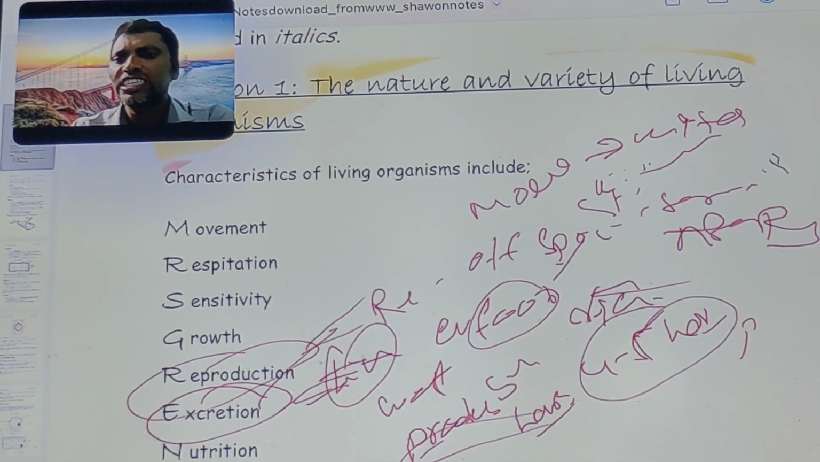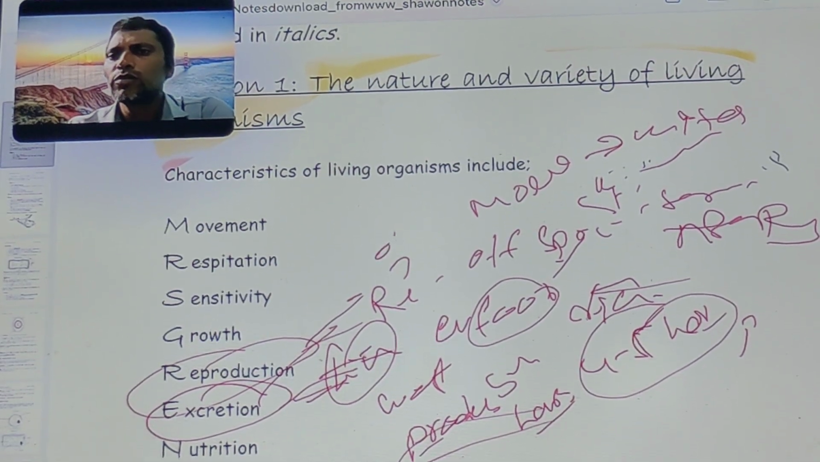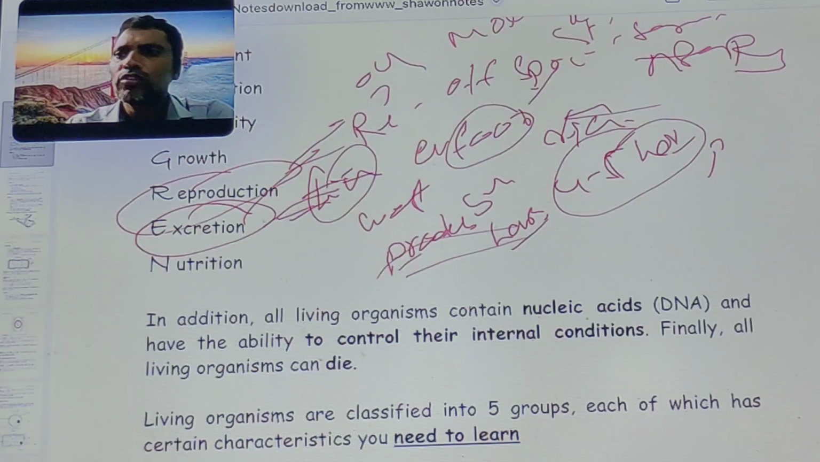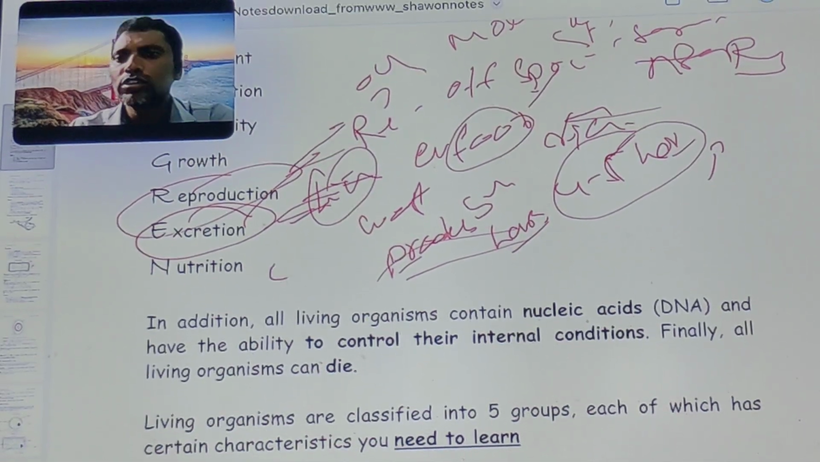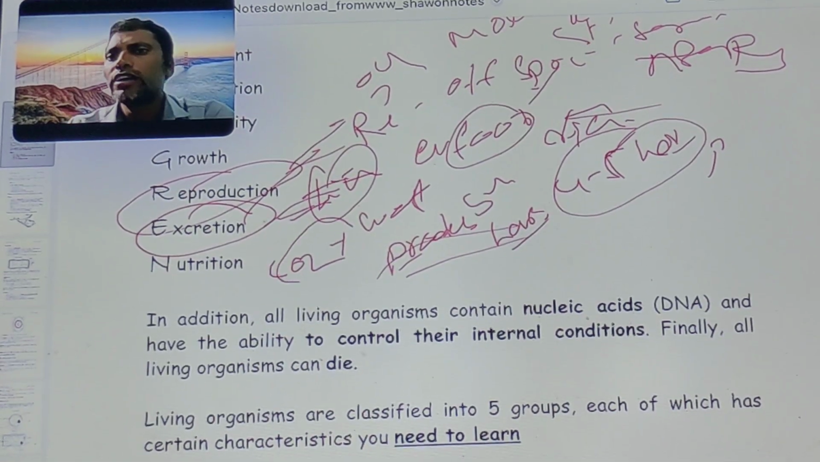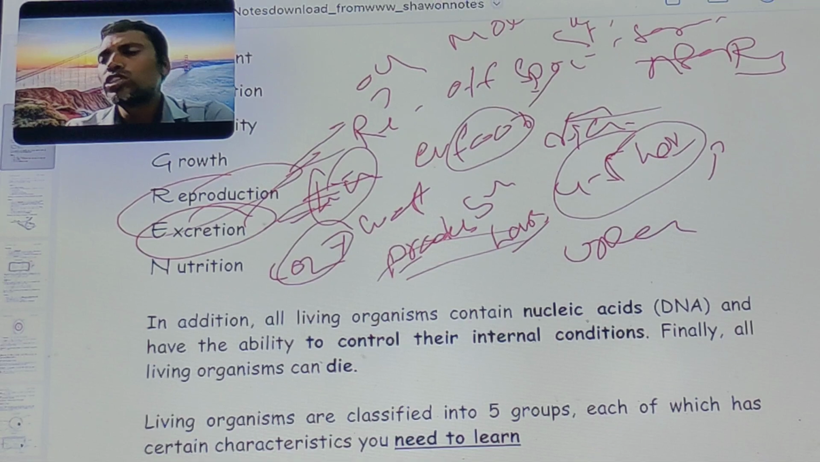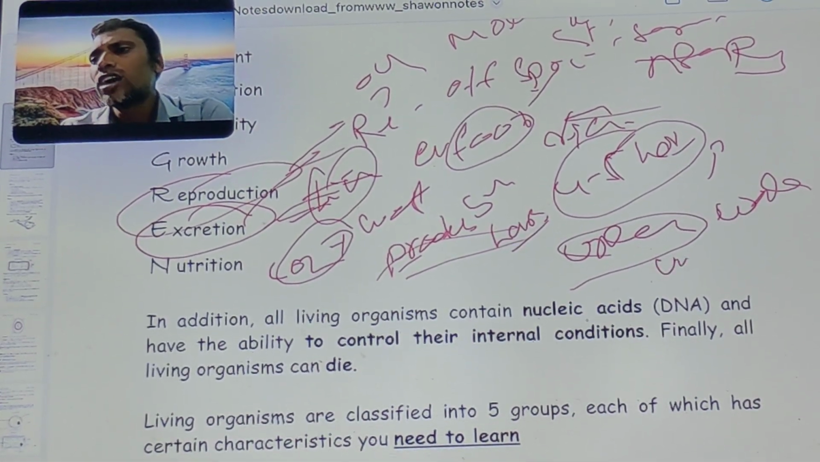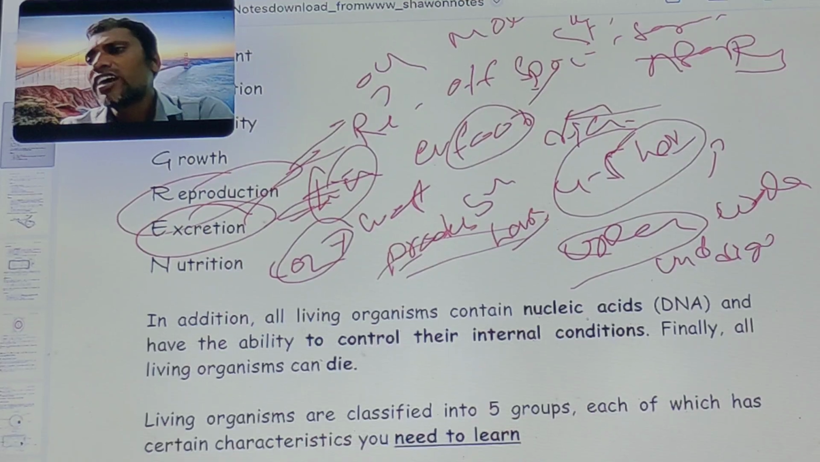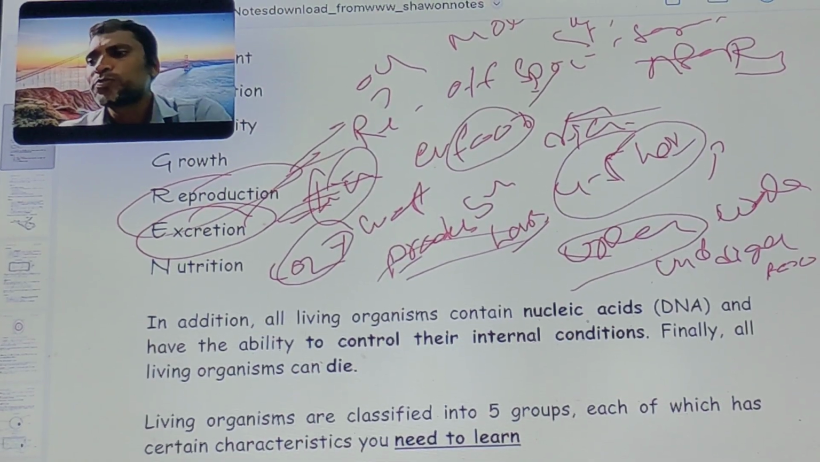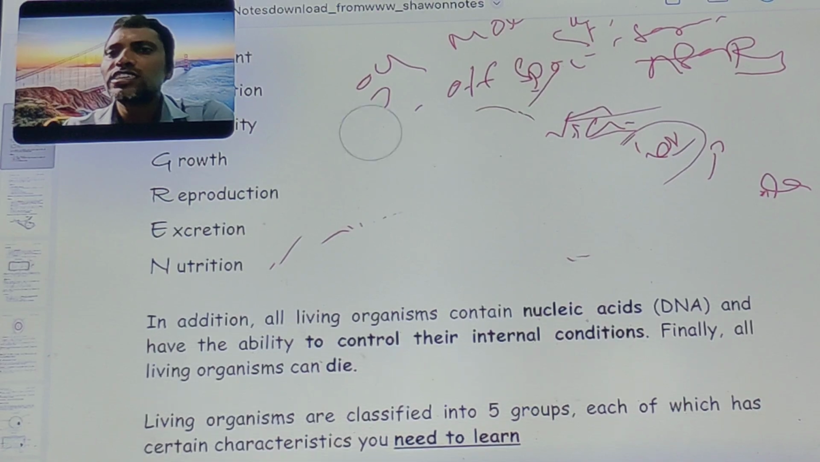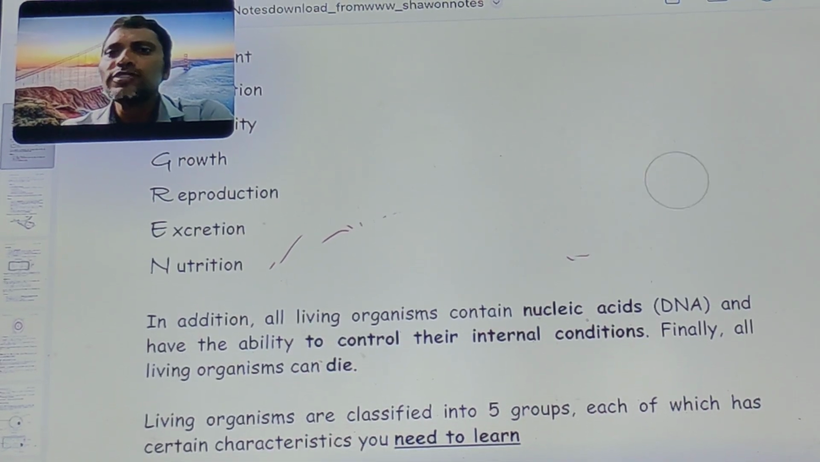We excrete all the waste products from our body, such as carbon dioxide, CO2, and also urine, urea and waste water. Undigested food also goes through excretion.